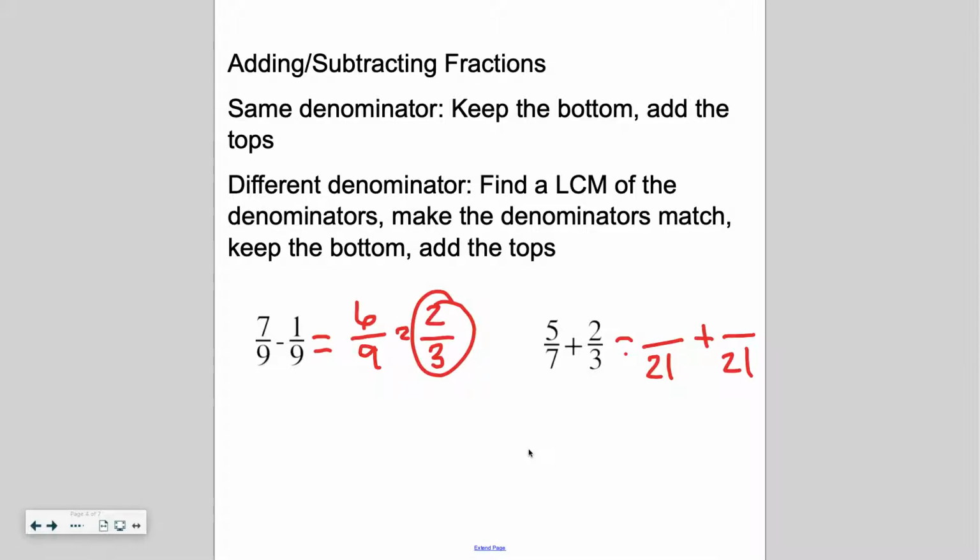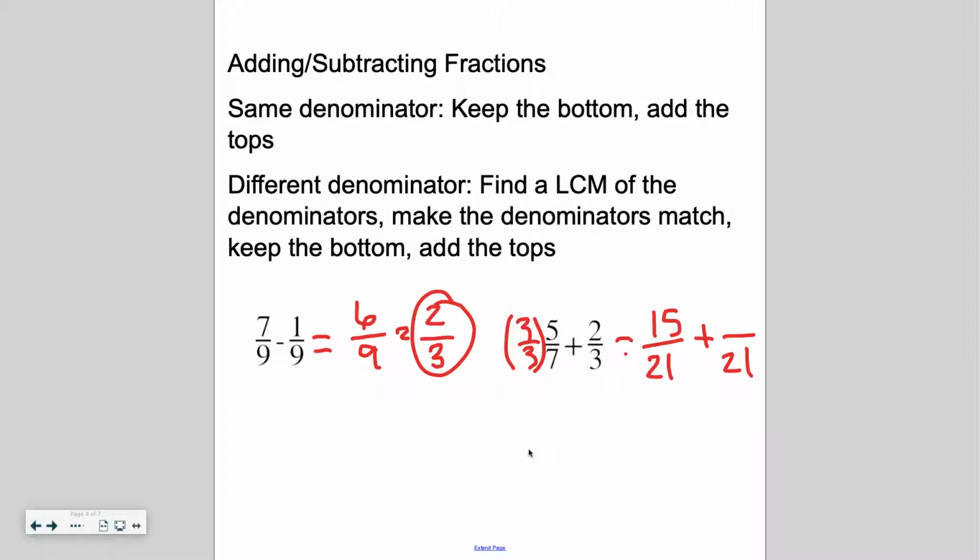Okay? So if I multiplied the 7 by 3 to get the 21, I also have to multiply the 5 by 3. So what is 5 times 3? 15. So I took that and multiplied it by basically 3 over 3. 5 times 3 gave me 15. 3 times 7 gives me 21. Everybody with me? Okay?